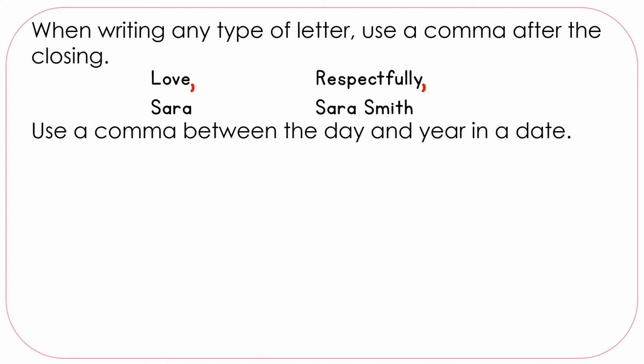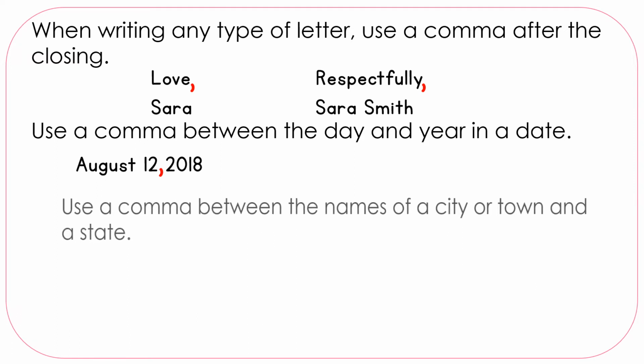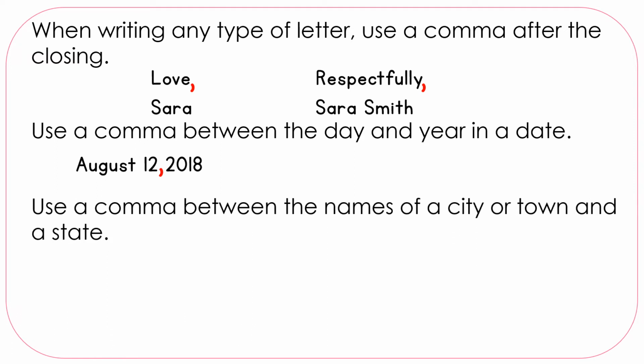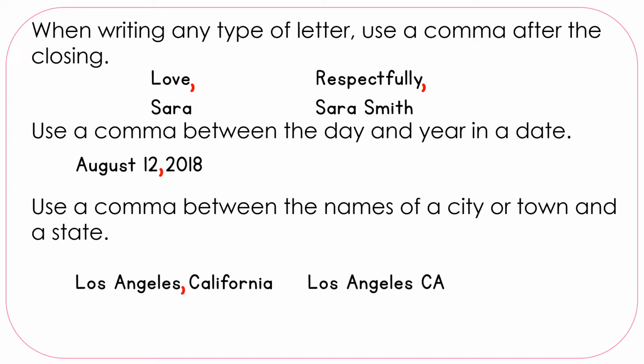Use a comma between the day and year in a date. August 12, 2018. We put a comma after the 12 to keep the day and the year from running together. Use a comma between the names of a city or town and a state. Los Angeles, California. We put a comma after Angeles. And even if the name of the state is abbreviated, we still use a comma.